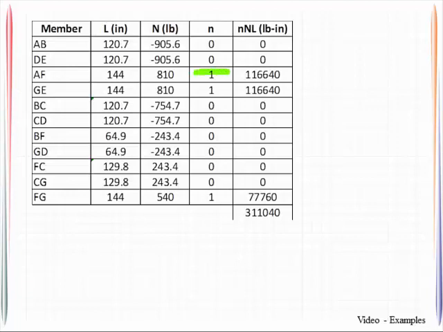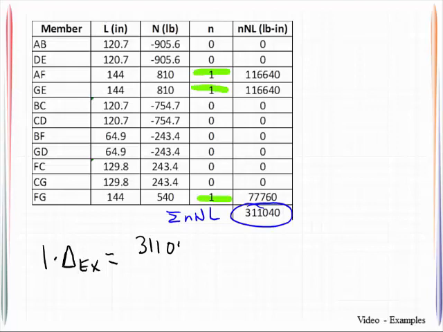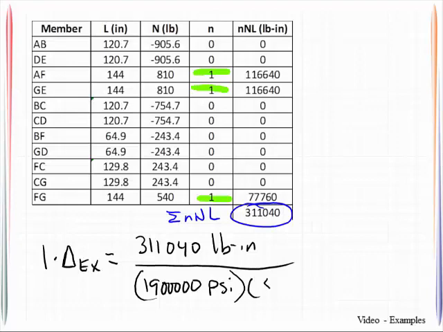I want you to just recognize here that only 3 members have a virtual load that is non-zero. Let's go ahead and sum up once again this little n, big N, L. That comes up with this quantity. We can put that in our virtual work equation. 1 times delta EX is 311,040 pound inches divided by 1,900,000 pounds per square inch times 5.25 inches squared. This will come up to be 0.031 inches.